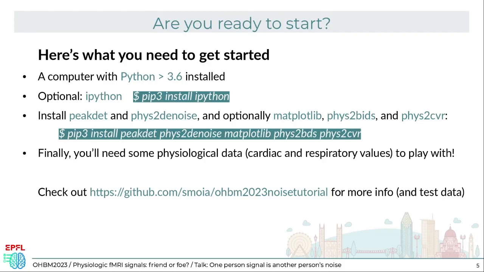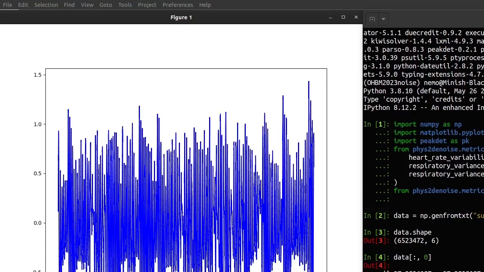You will have to install PicDat and fzdenoise. Optionally, you can add matplotlib, fzbits, and fzcvr. PicDat and fzdenoise will be the main software that we're going to use today. We're going to also use matplotlib for visualizations. fzbits and fzcvr are extras that you can install.